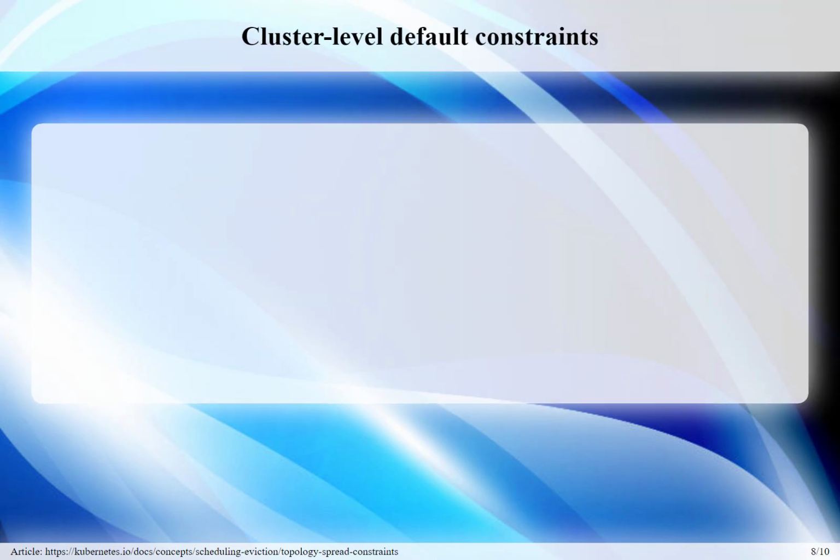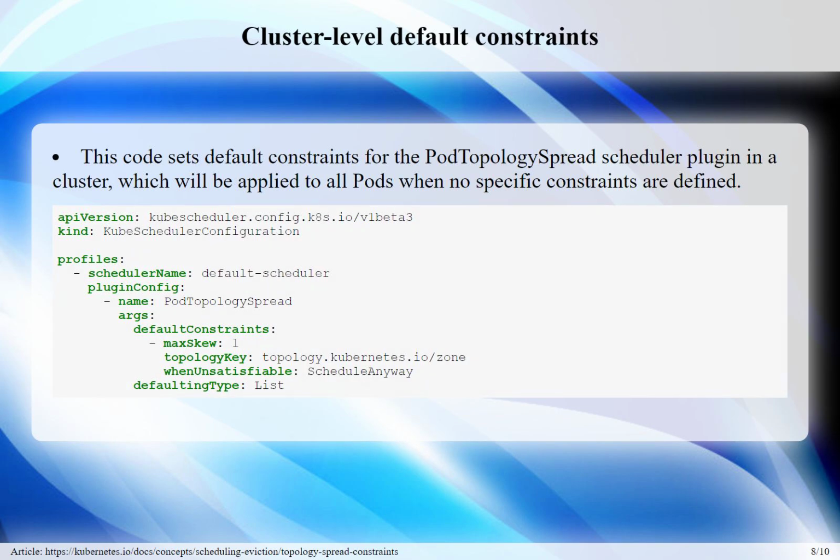Cluster-level default constraints. This code snippet defines a cluster-level default constraint for the default scheduler plugin named PodTopologySpread, setting max skew to 1, topology key to topology.kubernetes.io/zone, and whenUnsatisfiable to ScheduleAnyway. These constraints will be applied as default constraints for all pods in the cluster when no specific constraints are defined at the workload level.